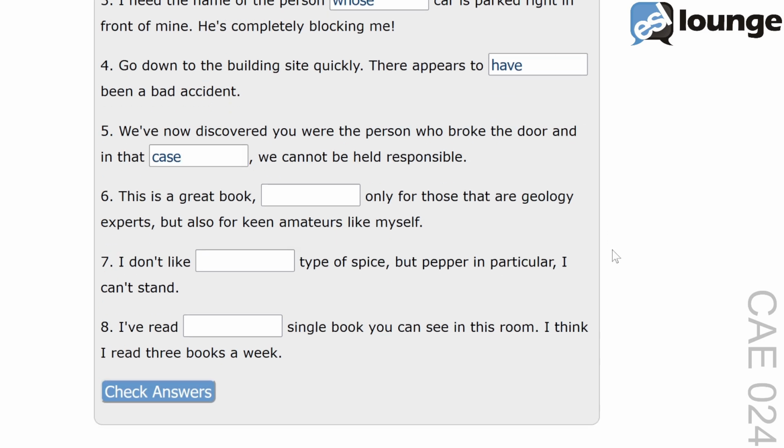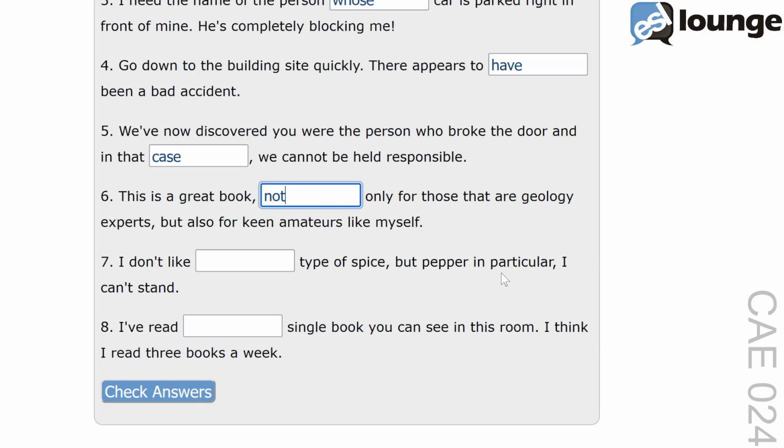Question 6. This is a great book. Blank only for those that are geology experts, but also for keen amateurs like myself. The correct answer is not. The phrase not only but also is used to connect two positive statements. For example, she is not only a talented singer, but also a skilled dancer. This phrase emphasizes that the book is suitable for both experts and amateurs.